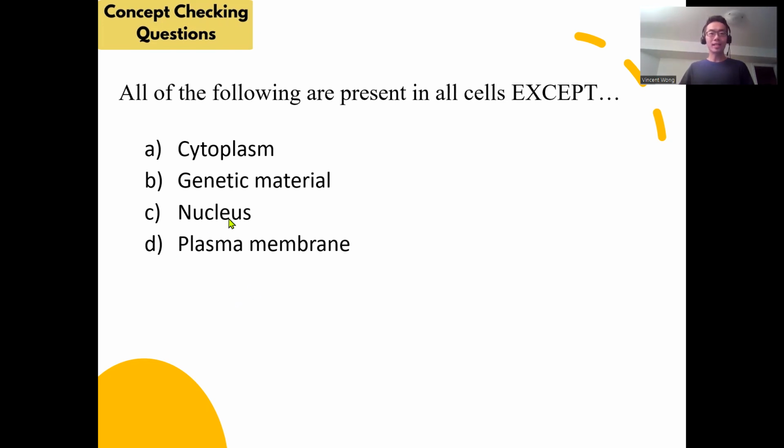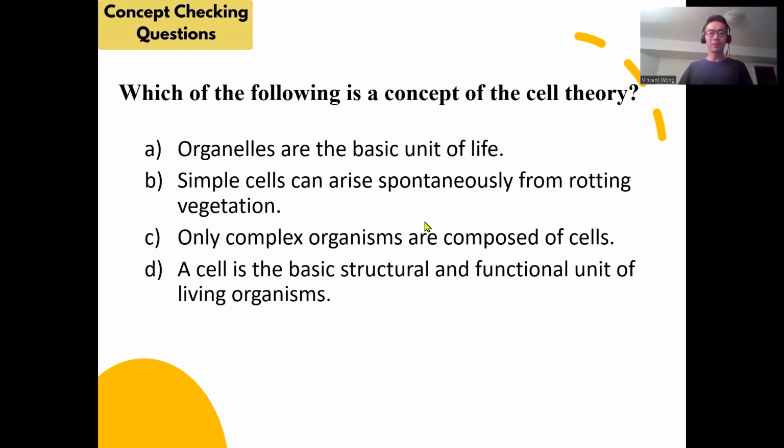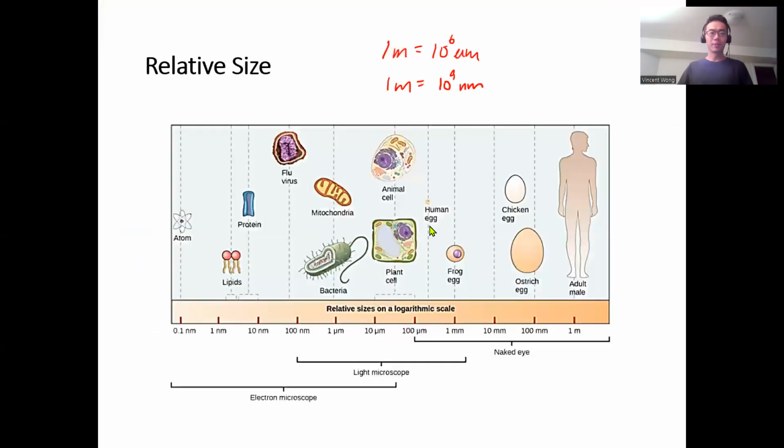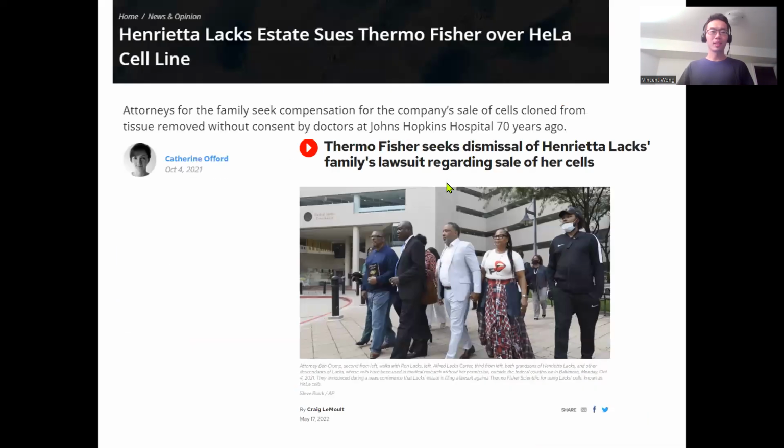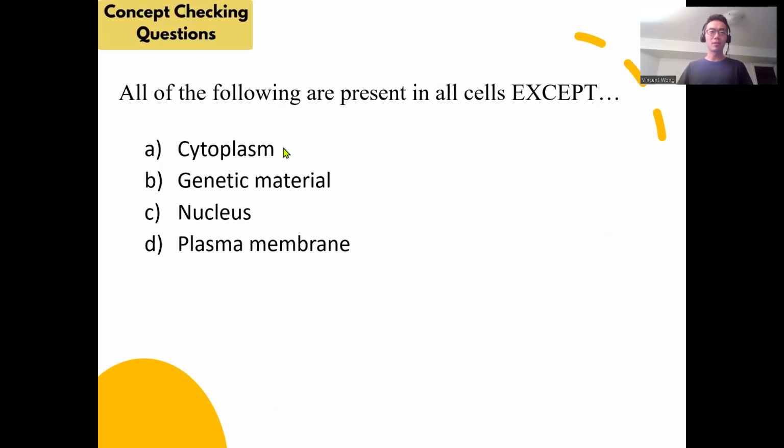The correct answer is the nucleus, right? Let's go back here. Common features of all cells: cell membrane, genetic material, and cytoplasm. Common features of all cells: cytoplasm, genetic material, and plasma membrane, right? So the correct answer is C. Not all cells are going to have a nucleus.